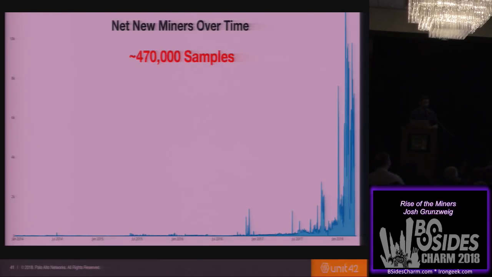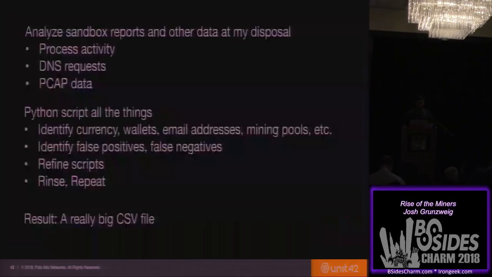I was like, it'd be super cool if I just analyzed them all and looked at them all and pulled out interesting artifacts, whether it be cryptocurrencies being mined, wallet addresses, email addresses, any artifacts I could find. So that's what I did. We are fortunate at Palo Alto Networks. We've got a cloud-based sandbox. So I took all these sandbox reports that we had.